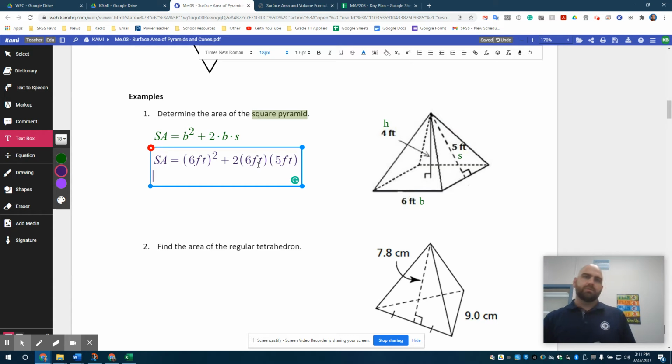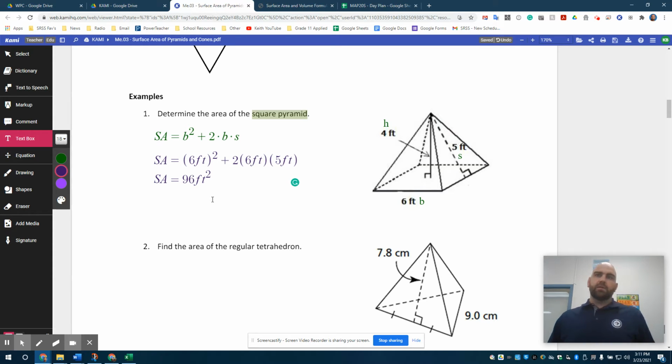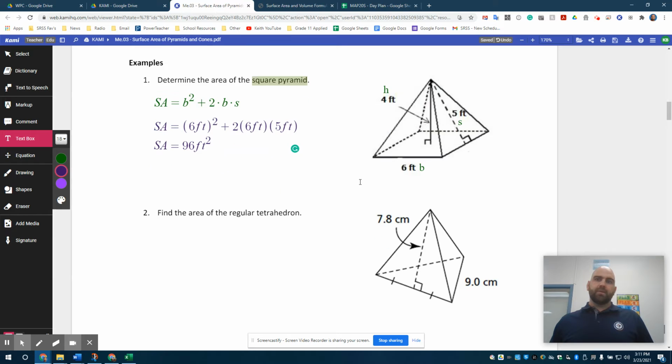Now we calculate it. Use a calculator. 6 squared plus 2 times 6 times 5, and we get a total surface area of 96 feet squared. It's 96 square feet. Again, this is 36. This would be 30 times 2, so 60. We add that together and we get 96 square feet. So that's the surface area of this square-based pyramid.